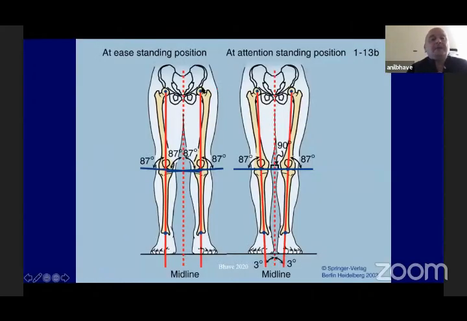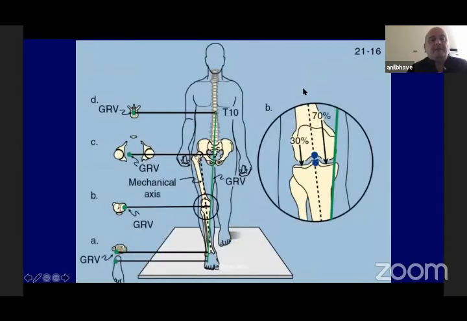Normally, we have shown this slide before to you. Normally, we stand like this, and our force vector, our mechanical axis, is well aligned for hip, knee, and ankle, and our weight-bearing axis in the center. But when we stand at attention, our legs turn in a little bit, putting some stress on the abductor mechanism, giving us mechanical advantage.